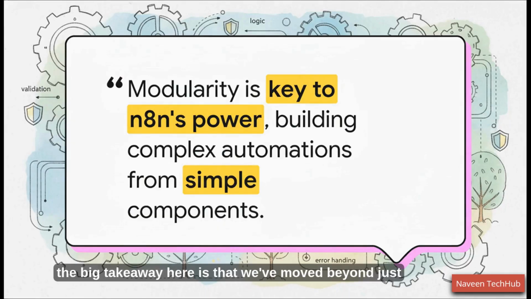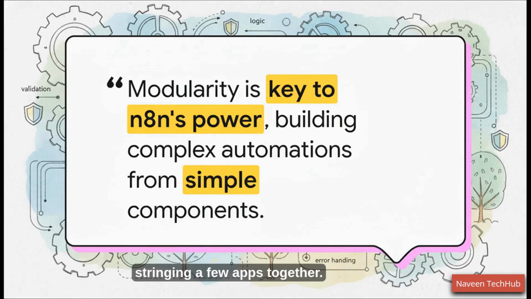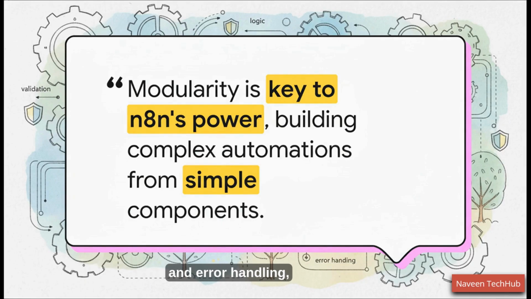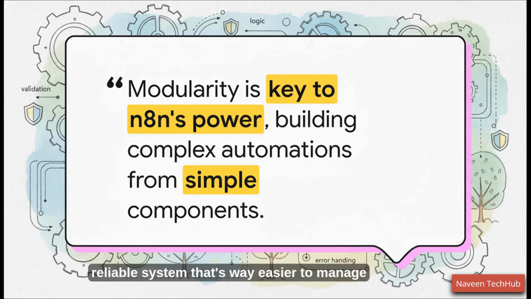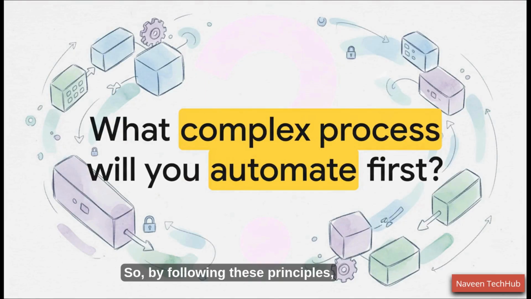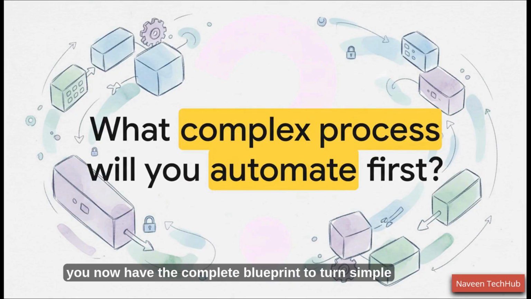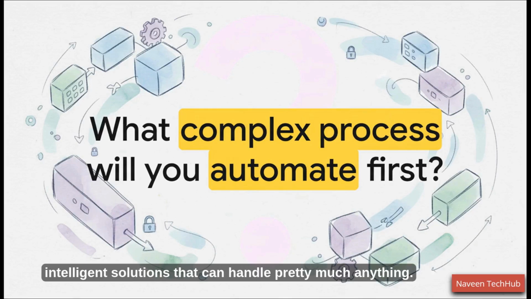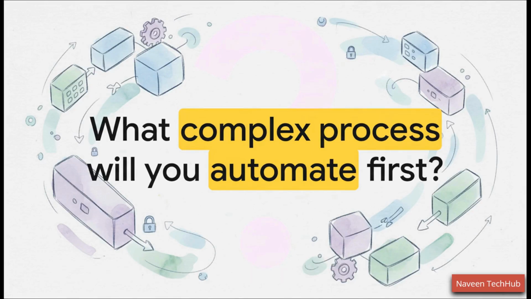You see, the big takeaway here is that we've moved beyond just stringing a few apps together. By thinking in terms of validation, processing, and error handling, we've actually architected a structured, reliable system that's way easier to manage and scale. So, by following these principles, smart design, AI processing, and really robust error handling, you now have the complete blueprint to turn simple automations into powerful, intelligent solutions that can handle pretty much anything. The only question left is, what complex process are you going to automate first?